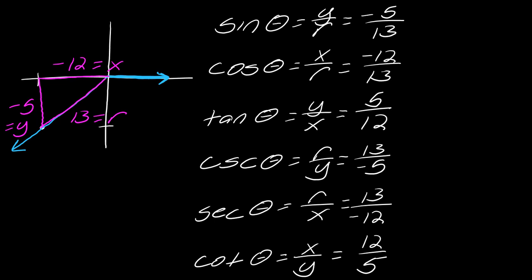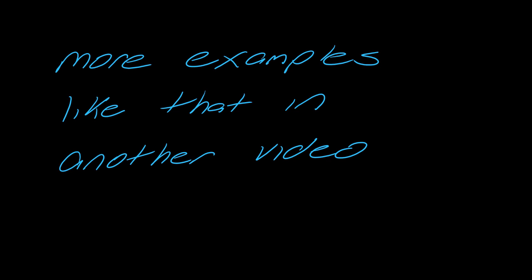One thing I want to point out as you're getting used to these are the straight up definitions of these functions. But notice cosecant is r over y and sine was y over r. Secant is r over x, cosine was x over r. So there is a relationship between some of these functions, like being inverses of one another, or sorry, reciprocals. Okay. So that's the only example I'm going to do like that in this video. I have more examples like that in another video.